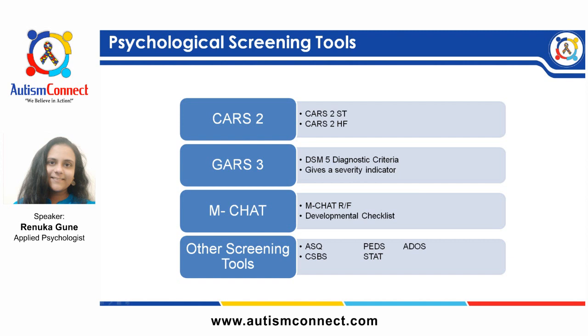On the other hand, GARS-3 collects data based on the diagnostic criteria. So, for example, if the diagnostic criterion is impairment in communication, it will understand what impairment in communication means in the DSM-5 criteria, break it down into questions, and ask exactly those questions to the parents, right? So this is a very simplified diagnostic tool, wherein you are collecting data based on the diagnostic criteria of DSM-5.